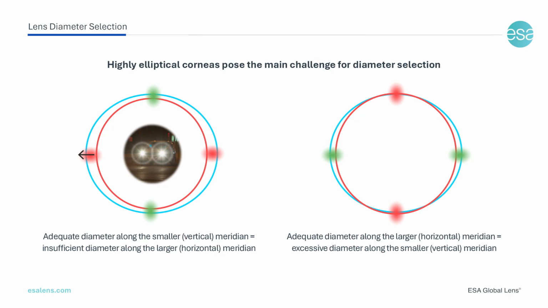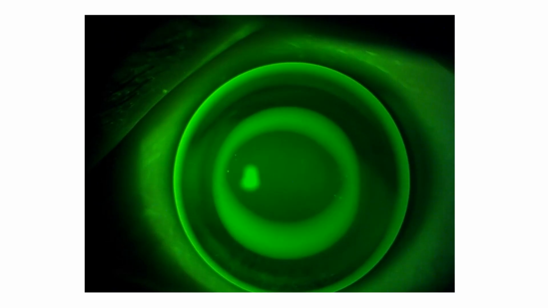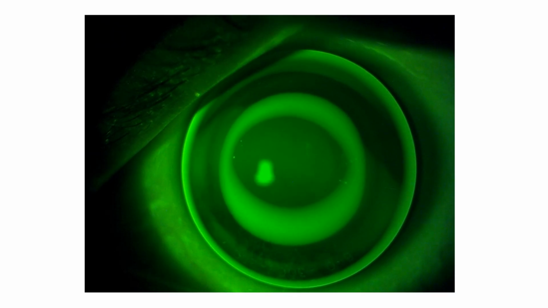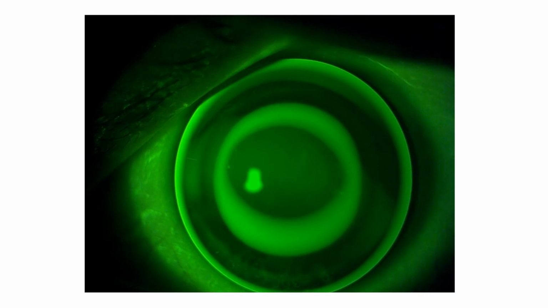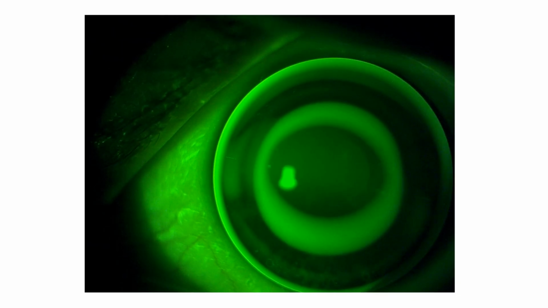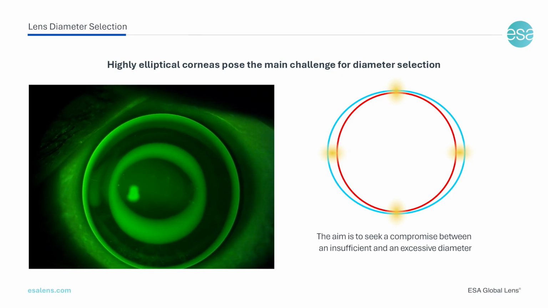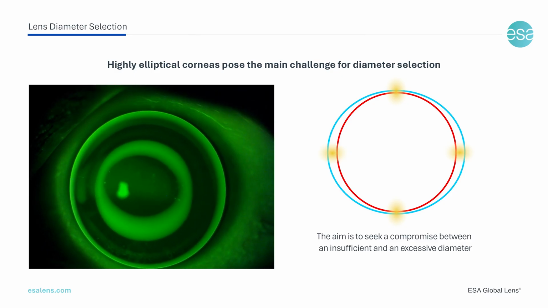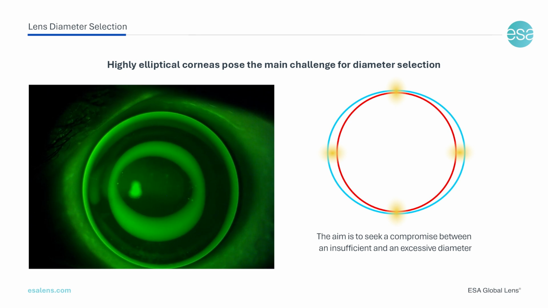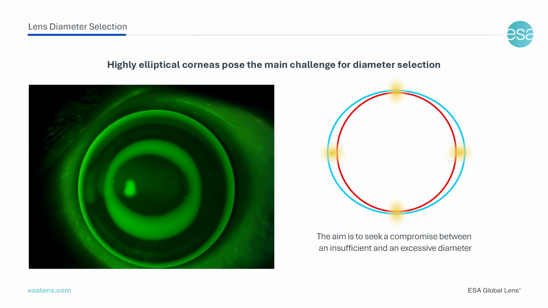An acceptable diameter along the horizontal meridian will be excessive vertically, which will lead to 1. Limbal impingement, and 2. Possible undercorrection that cannot be resolved by increasing the target power. Therefore, for highly elliptical corneas, the fit requires a compromise between possible lateral decentration and possible undercorrection. The general rule is to increase the diameter beyond the desirable limbal gap, providing the lens remains clear of the limbus along the smaller meridian, which is almost always the vertical one.